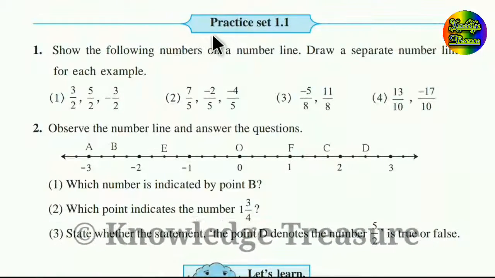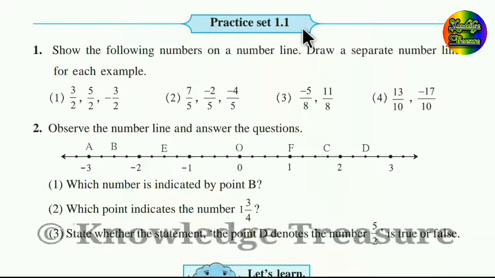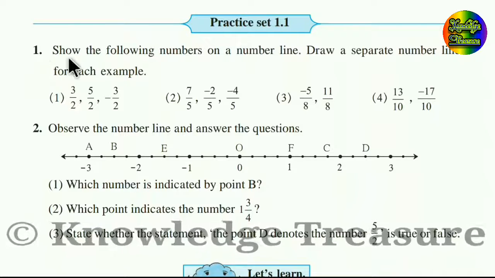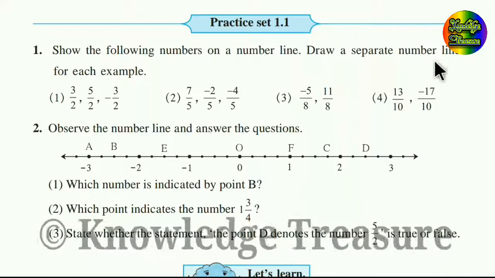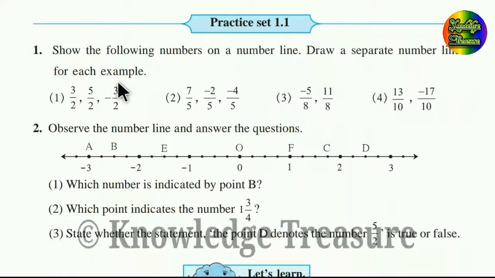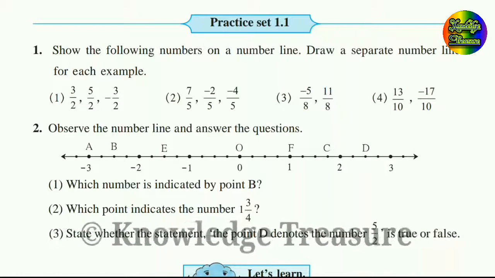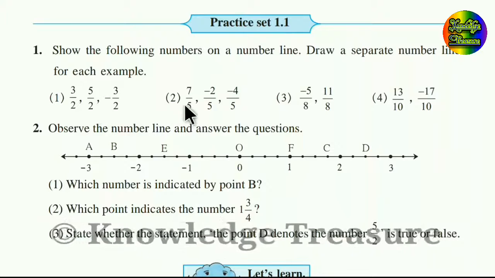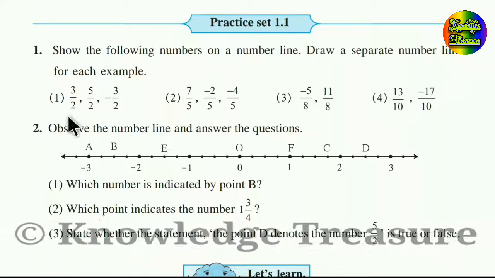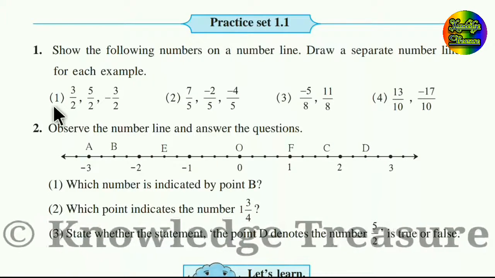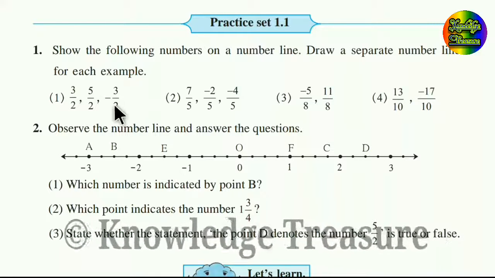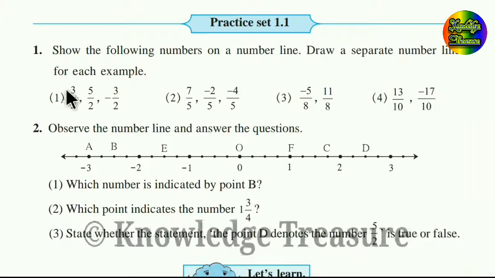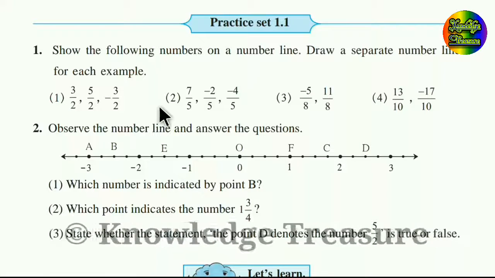Okay. Now, let us move to the practice set. Practice set 1.1. The first question is, show the following numbers on a number line. Draw a separate number line for each example. That is, we have to draw a separate number line for each example. Okay. Let us see the first one. First one is 3 upon 2, 5 upon 2, minus 3 upon 2. These three numbers we have to show on a number line.